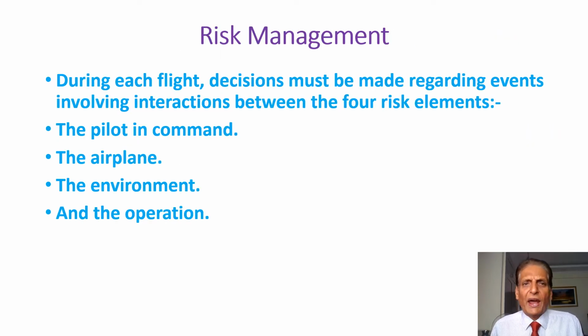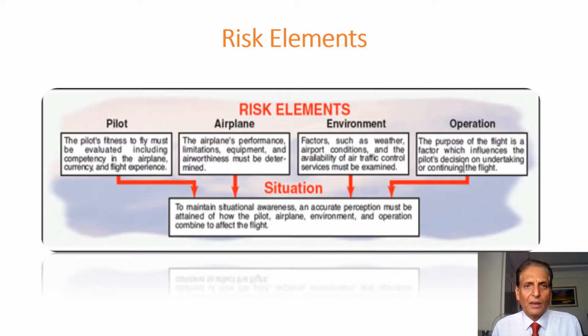Now, during each flight, decisions must be made regarding events involving interactions between the four risk elements. These risk elements are the pilot in command, the airplane, the environment, and the operation. Based on the input from pilot, airplane, environment, and operation, we get the view of the overall situation.